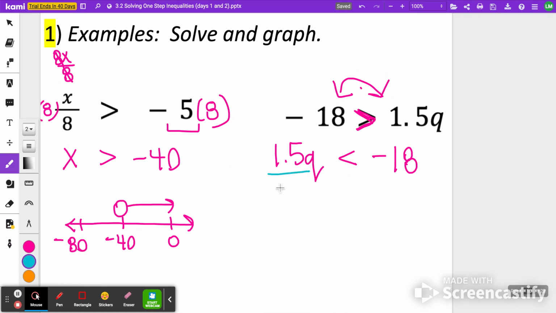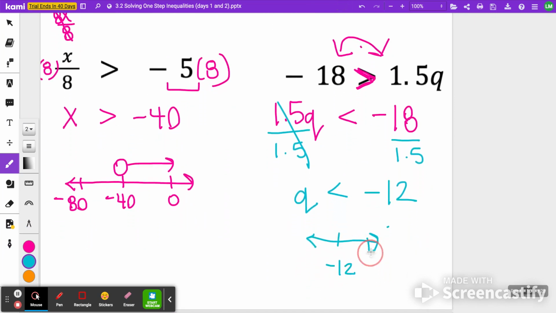Since 1.5 is being multiplied with q, I'm going to divide both sides by 1.5. On the left side, you're doing 1.5 divided by 1.5, so those are going to cancel out nicely. So all that's left is q is less than negative 18 divided by 1.5, which is negative 12. So as I graph this, negative 12 should be here in the middle, 0 to the right, and negative 24 to the left. Q is less than negative 12 means an open circle pointing to the left.